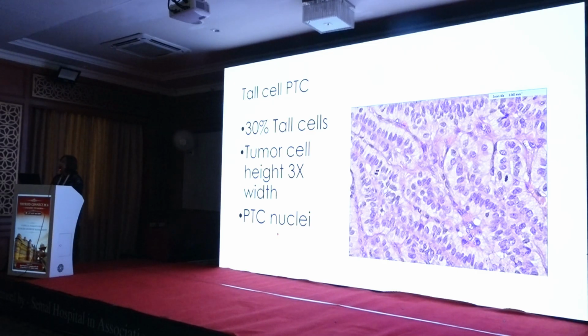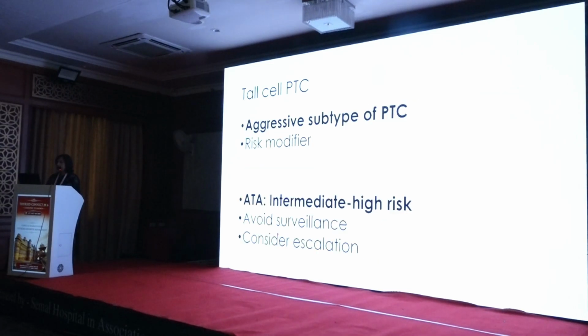So for the tall cell subtype of papillary thyroid carcinoma, you can ask your pathologist to quantify how much is the tall cell percentage. Less than 30% is not labeled as tall cell. Up to 10 to 30% can be labeled as PTC with tall cell features. It is just to give you anxiety that these patients can recur, but it is tall cell subtype at 30%, and it is an aggressive subtype. It is a risk modifier.